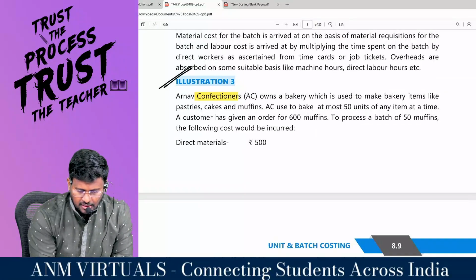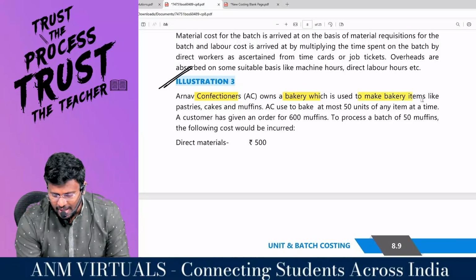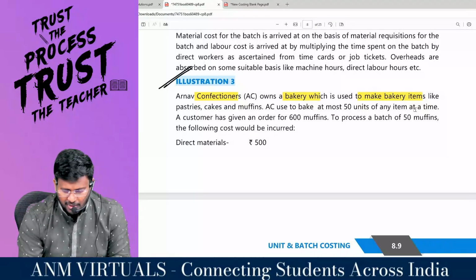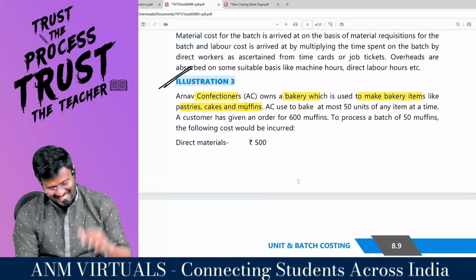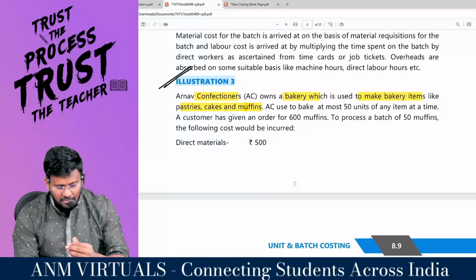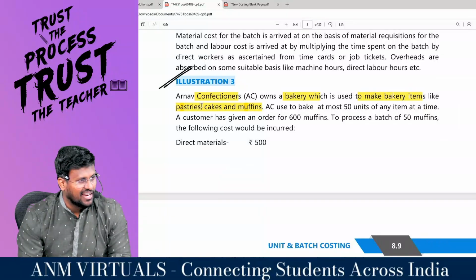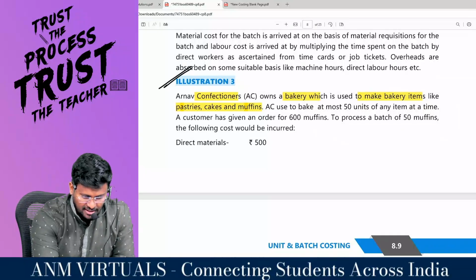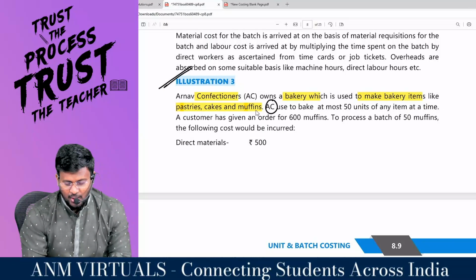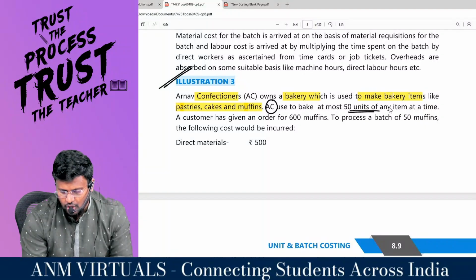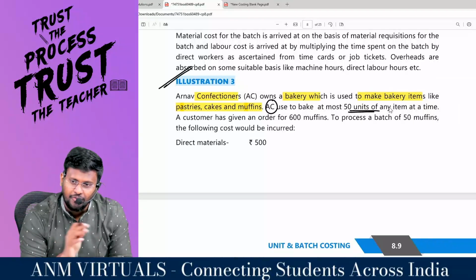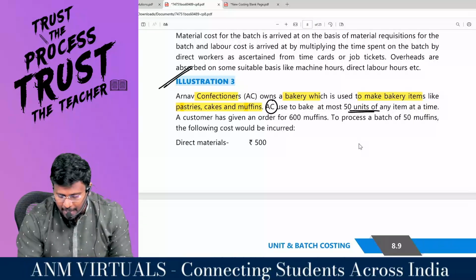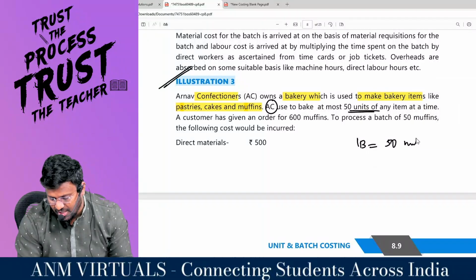Arnav Confectionaries owns a bakery which is used to make bakery items like pastries, cakes and muffins. Arnav Confectionaries uses the oven to bake at most 50 units of any item at a time. Whatever you ask, if you want cake, in one slot they can manufacture only 50 items. That means one batch is equal to 50 units. That's what they are trying to say.